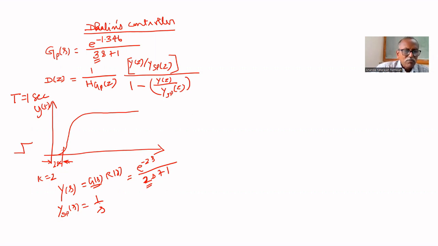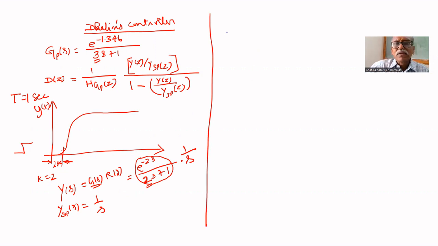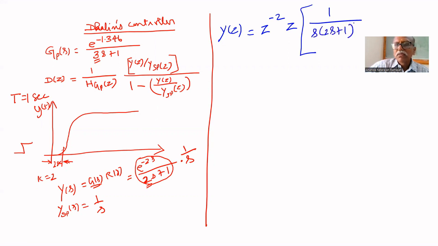Y of s equal to e power minus 2s upon 2s plus 1 multiplied by y set point of s equal to 1 by s. For this, we have to find y of z. Y of z equal to e power minus 2s means z power minus 2, times the z transform of 1 upon s multiplied by 2s plus 1.